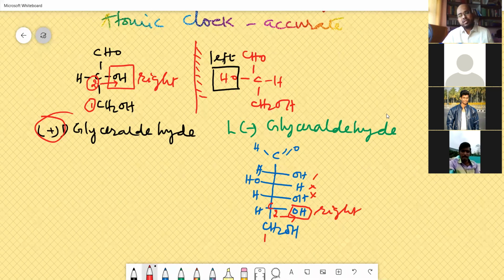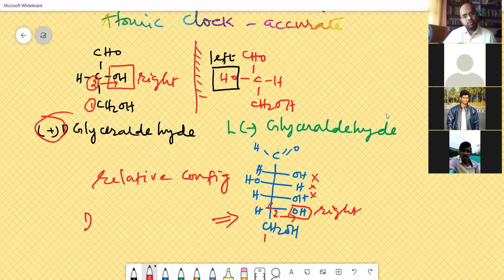We don't look into this for relative configuration. For relative configuration, we don't look into this, we just look into this one. So this product, I'll call it the D-glucose. Note that I am not using plus or minus.